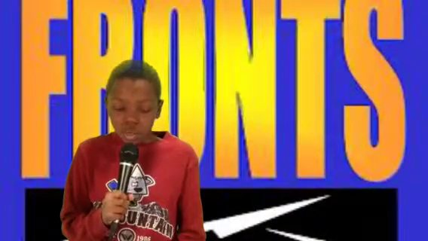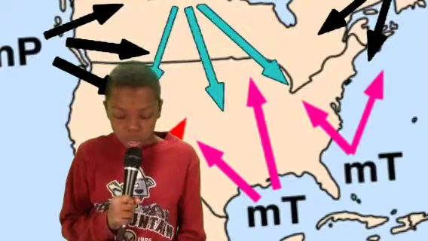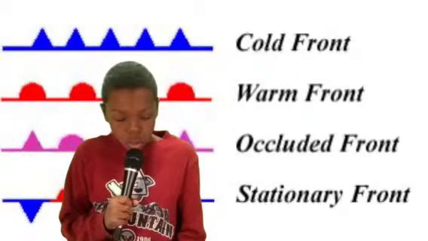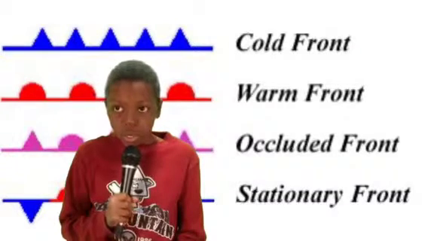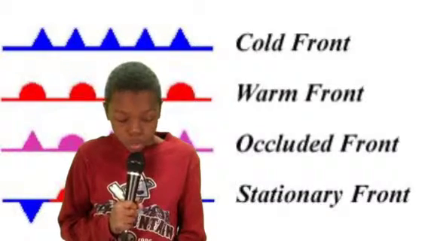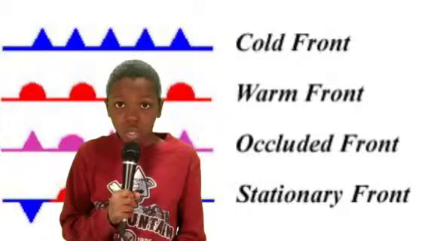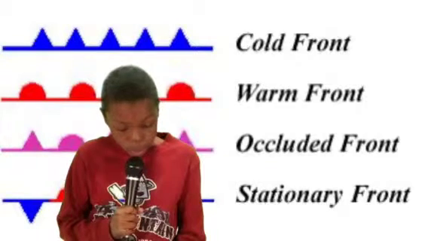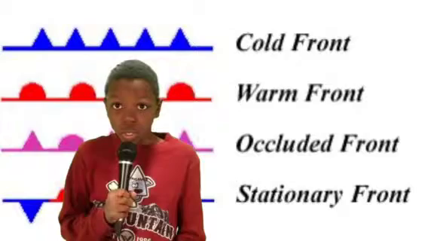Here comes the maritime tropical warm front. Maritime means moist, tropical means that it's warm. A weather front is a boundary separating 2 air masses of different densities from each other. There are different types of fronts. There's the stationary front, the warm front, the cold front, and the occluded front. Since there's going to be a warm front, there's going to be some warm weather.